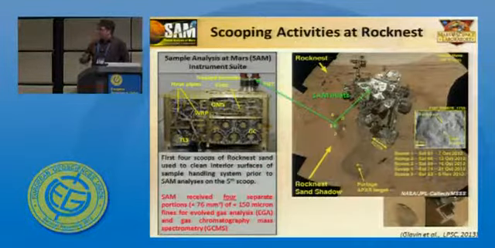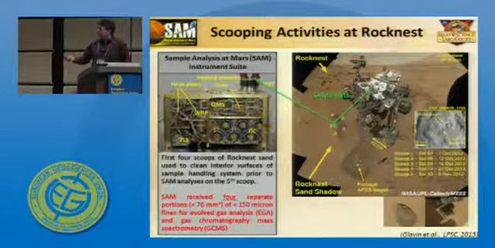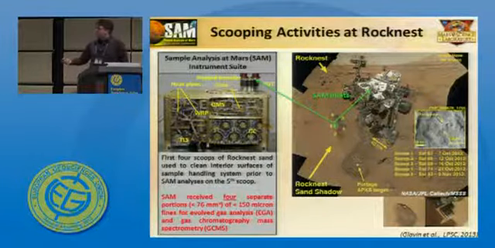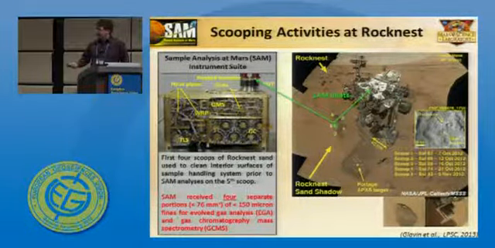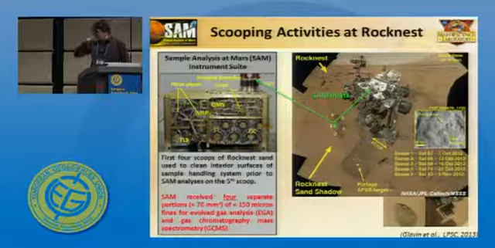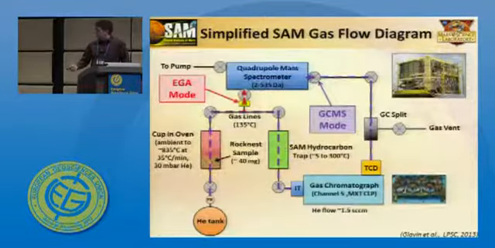So what happened at the Rocknest site? In fact, 5 samples were collected. You can see them here. And the 5th one was delivered to SAM for analysis. From these samples, 4 different aliquots were analyzed with SAM with different operating conditions. These aliquots were sieved to deliver only fine grains to the system for the analysis.